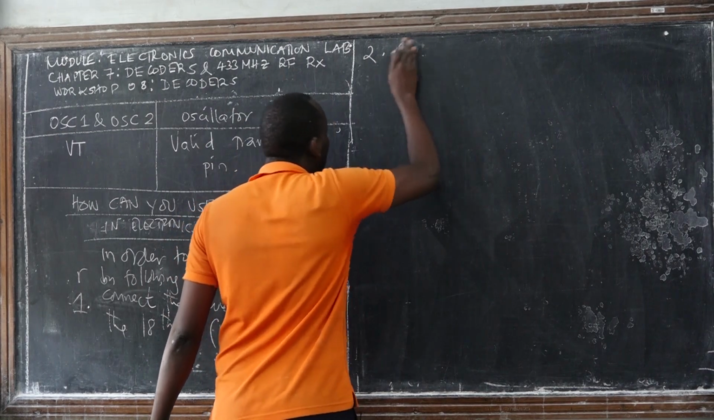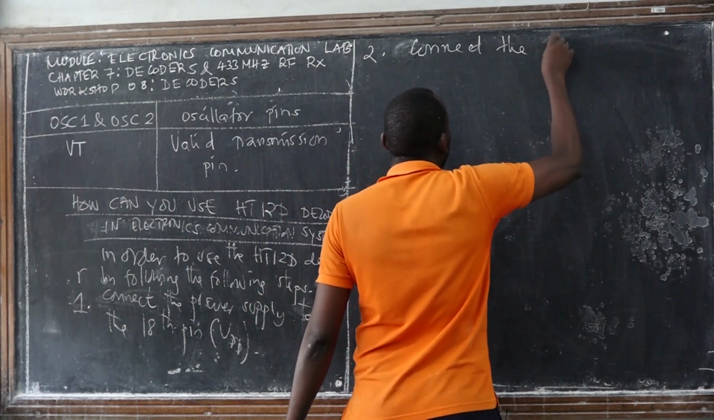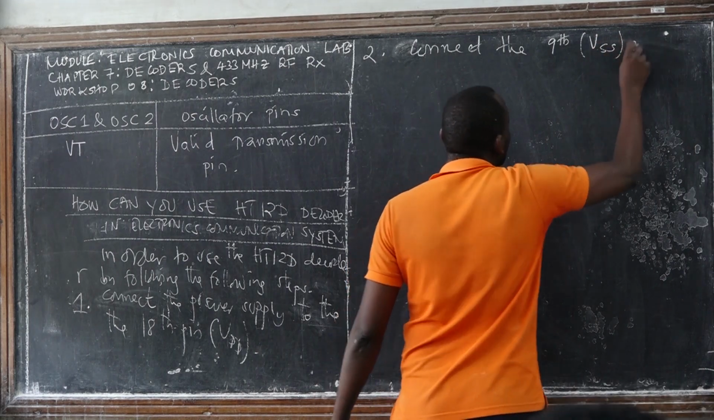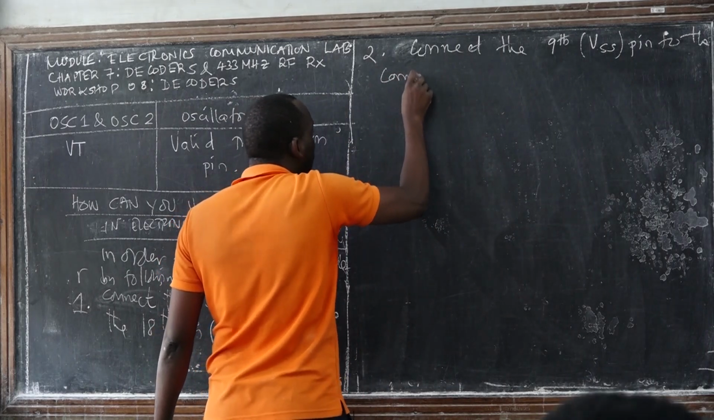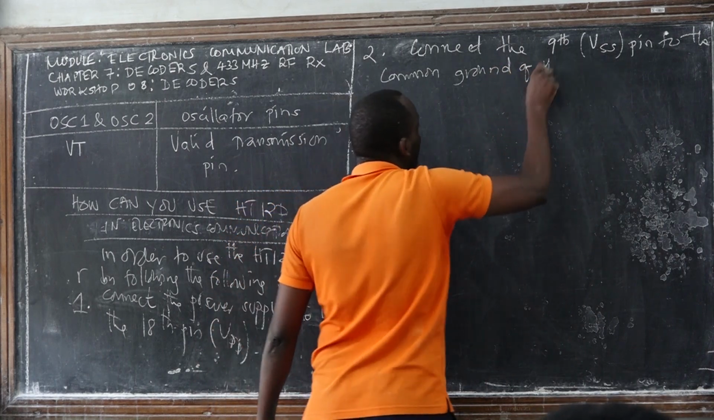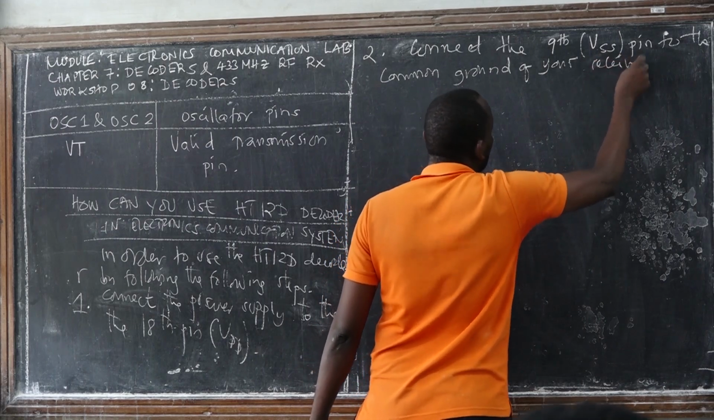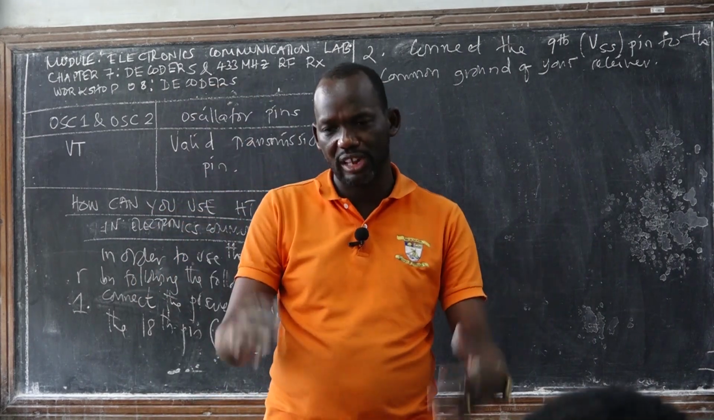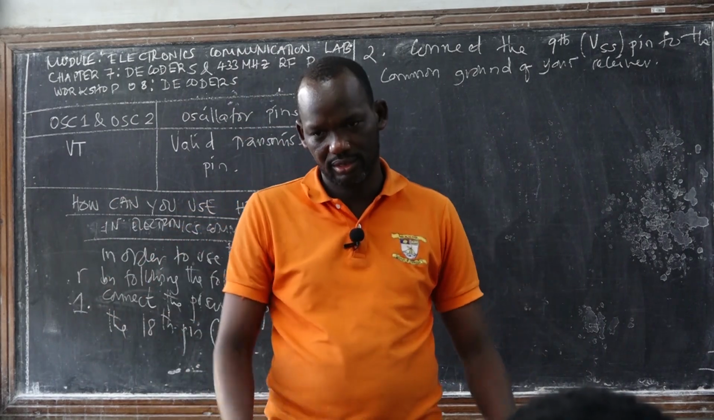So the first step we called VSS, so for this case the second step: connecting the 9th, or VSS pin, to the what? To the common ground of your receiver. So this is the first step and second step that you always have to think about whenever you're dealing with integrated circuits. You have to supply power first. Right?